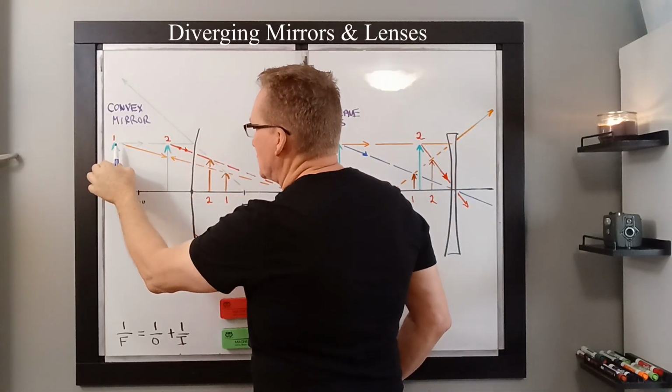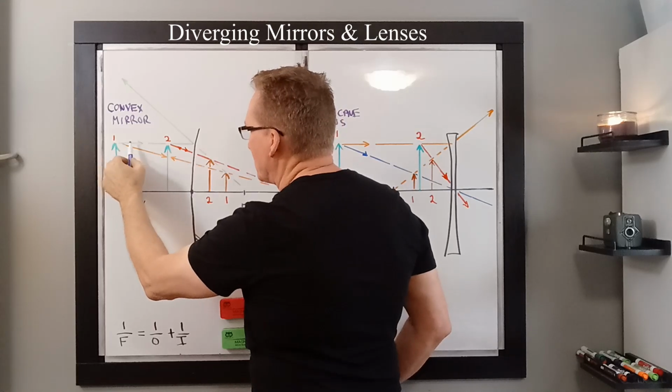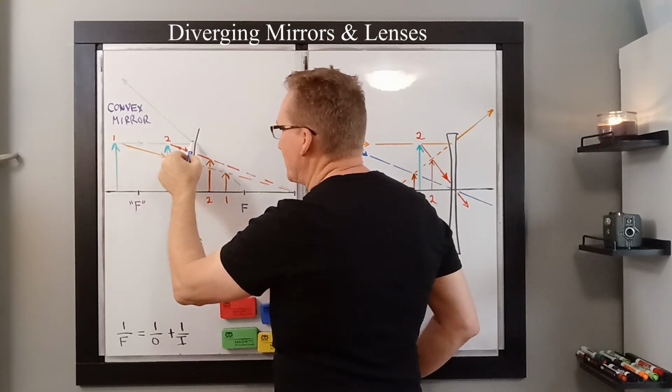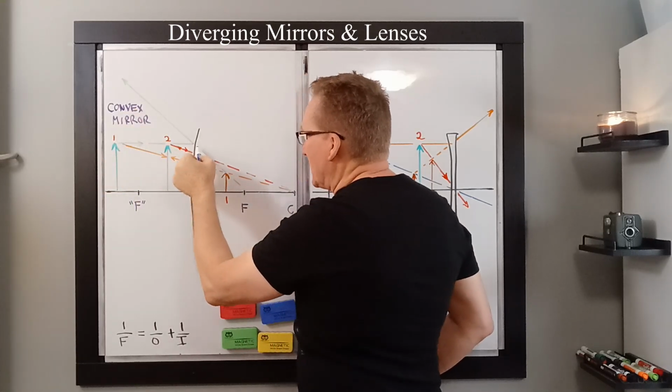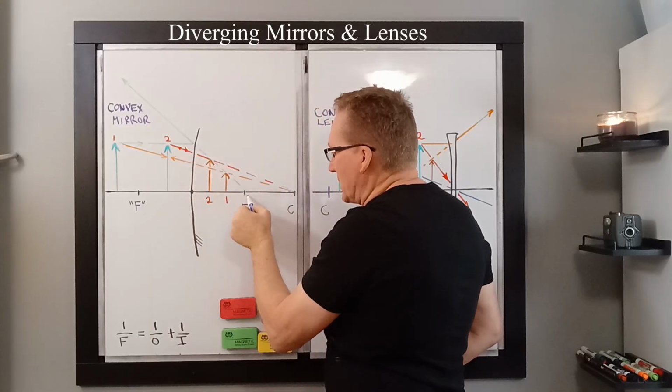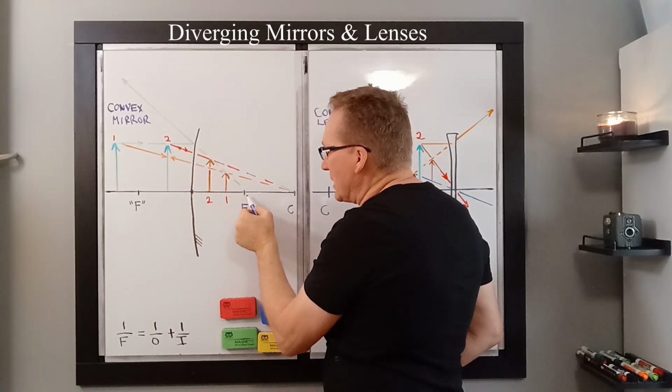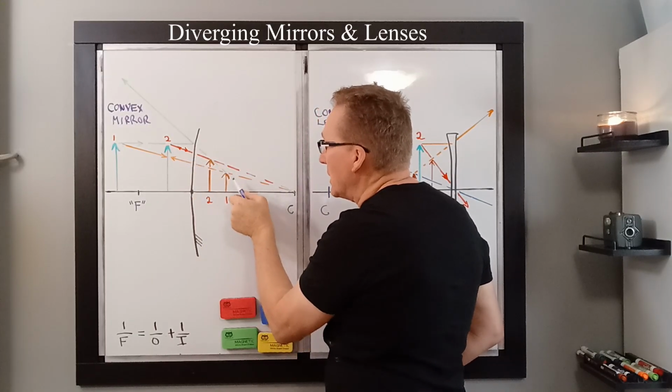So let's take a look at the 2. Usually we use 2 rays. One is this light green one. It comes over here, reflects that way. But if we take a dotted line backwards, it's going to actually seem to be coming from the focal point right here, going that way.